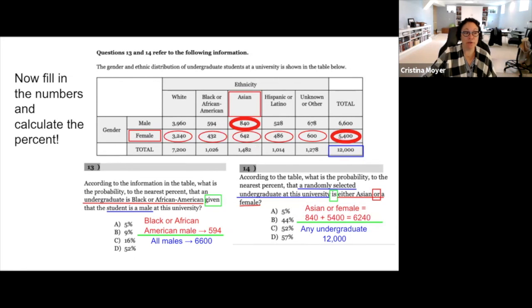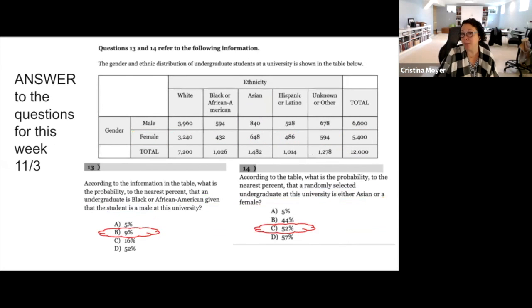So now all we're going to do is perform that division and turn it into a percent. This just means that when you do the division, you'll get a decimal and then move that decimal over two places. So what you get is about 9% for question 13, for our Black or African American out of males. And for number 14, we get about 52%, which is the probability that you would be Asian or female out of the whole population, so out of the 12,000. All right. Okay. Happy practicing.